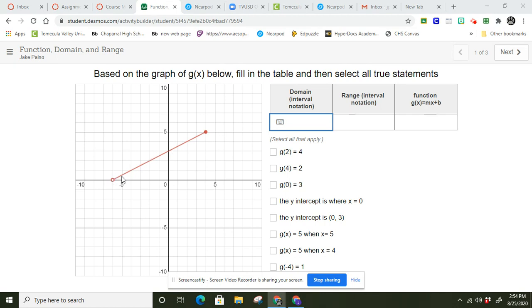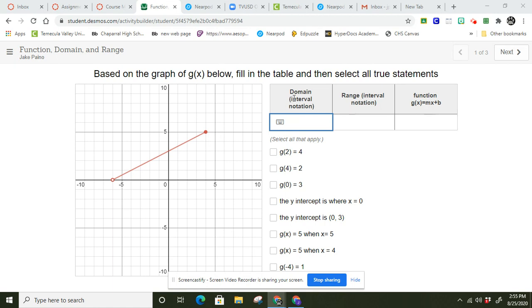So here's a linear function. I know that because it's a line, right? It starts when x is -6. It ends when x is 4. The open circle means that it's not included. The closed circle means that it is included.